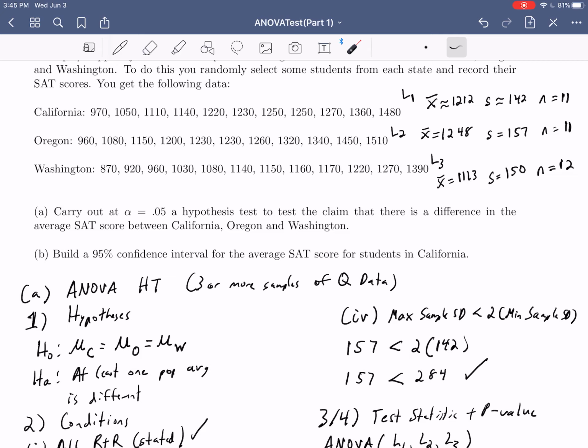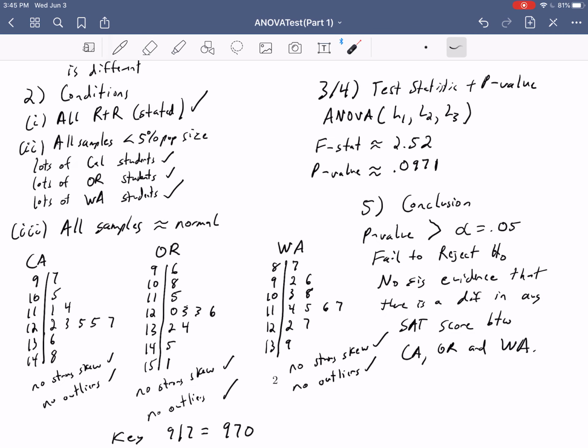So there's no reason to say that students from California, students from Oregon, or students from Washington perform on average differently on the SAT. Notice again that when we are writing this conclusion, since we are back to talking about quantitative data, we are very careful about specifying average, since that's what we're studying here. All right, so this is our first example of running one of these ANOVA tests.